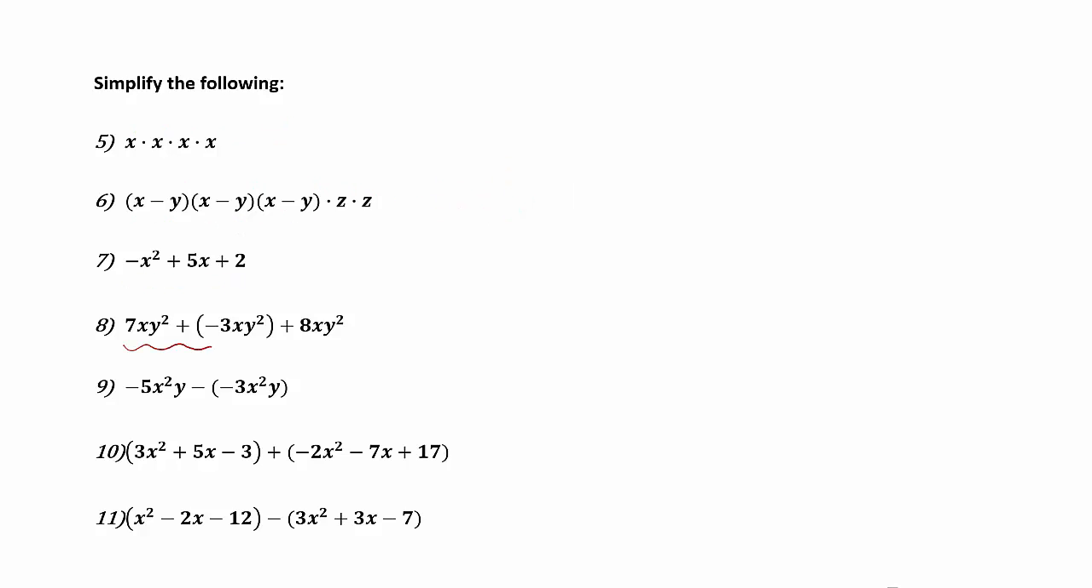This next one, we're adding 3 terms, so we're looking for like terms. xy squared, xy squared, xy squared. So we can combine all 3 of those, just like apples. We've got 7 apples minus 3 apples plus 8 apples. So 7 minus 3 is 4. 4 plus 8 is 12. So we have 12 of these.